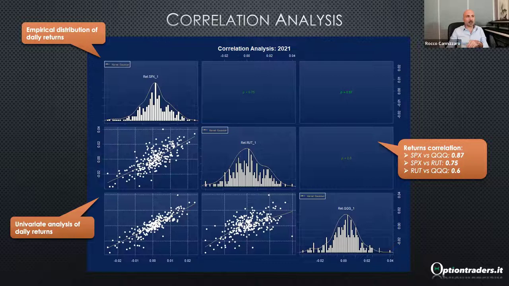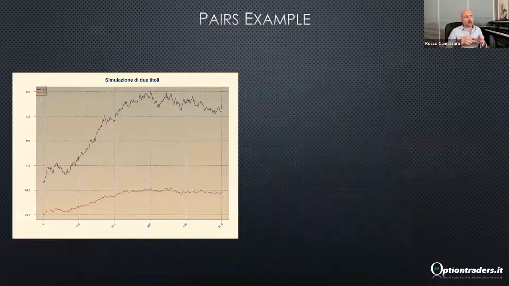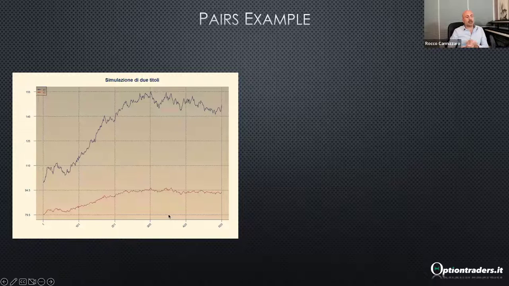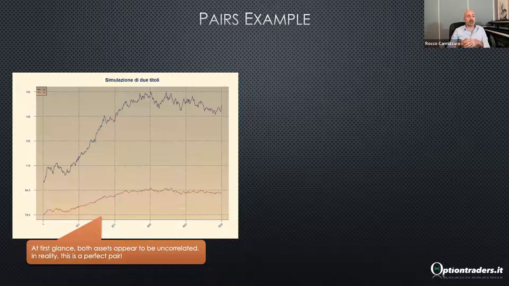We'll get to a practical example a little bit later, but I wanted to explain a little more now: how does it really work? Let's assume that we have two assets like this, X1 and X2. If you look at these two, just by visual inspection you might not know whether they are correlated or not, and whether they are a pair. In reality, this is a perfect pair. It couldn't get better than this. But you wouldn't know if you just look at the numbers.